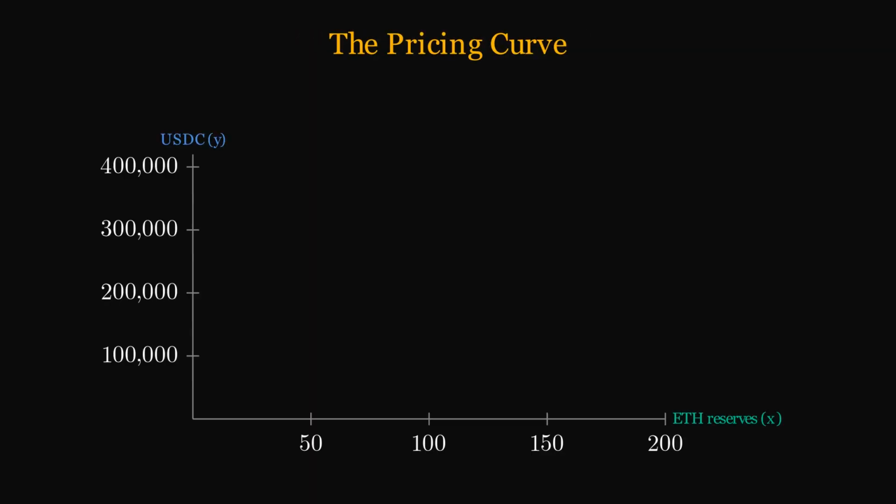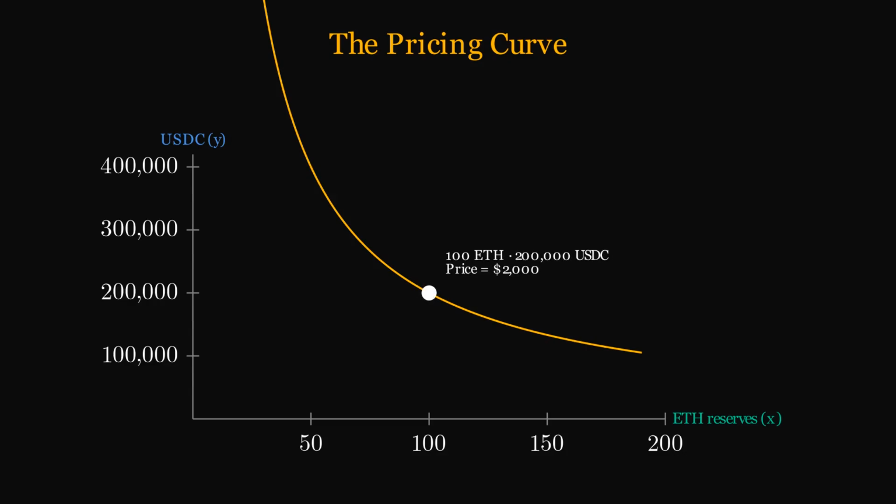The invariant X times Y equals K traces a hyperbola in reserve space. The pool state must always sit on this curve. This point at 100 ETH and 200,000 USDC is the current pool state. The slope of the curve here gives the market price, 2,000 USDC per ETH. The curve is asymptotic in both directions. As one reserve approaches zero, the price goes to infinity. A pool can never be fully drained. That is a mathematical guarantee, not a governance rule.